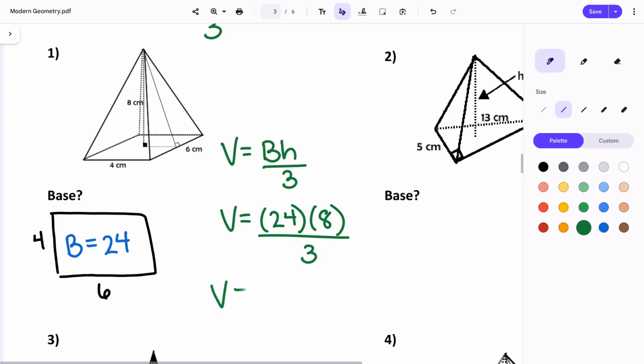So go ahead and do that, and tell me what you get for your volume. 64. Good. And it's still centimeters cubed. Make sure you're labeling your answers. We've got to make sure that those all have labels on them and they all have the cubed when we're talking about volume. So be extra careful and make sure you're checking all those final answers, that you're labeling everything.